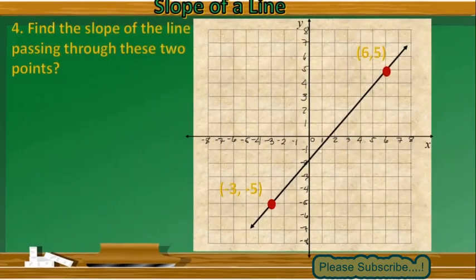Okay, this one. Find the slope of this graph. Let's say this is your P2. This one is P2, this is P1. This is your X sub 2, Y sub 2. This is your X sub 1, Y sub 1.